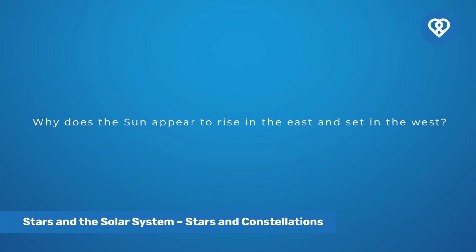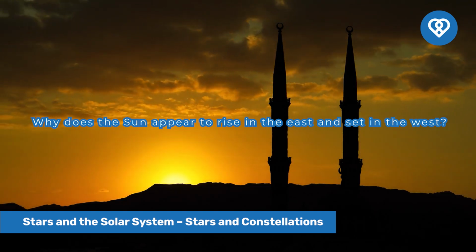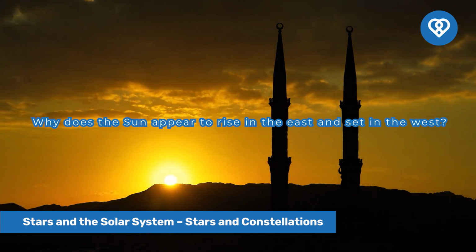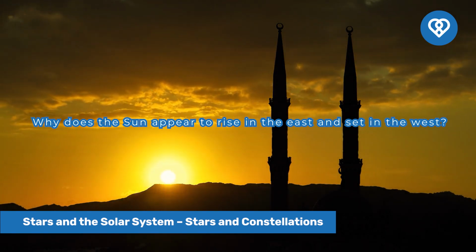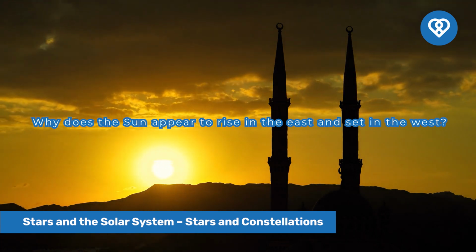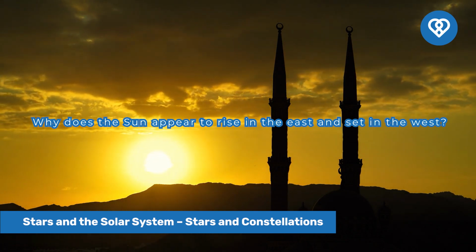Why does the sun appear to rise in the east and set in the west? The Earth spins on its axis once in 24 hours, west to east. That is why everything in the sky looks to move east to west. It is relative or apparent motion for us, the observers on the Earth.